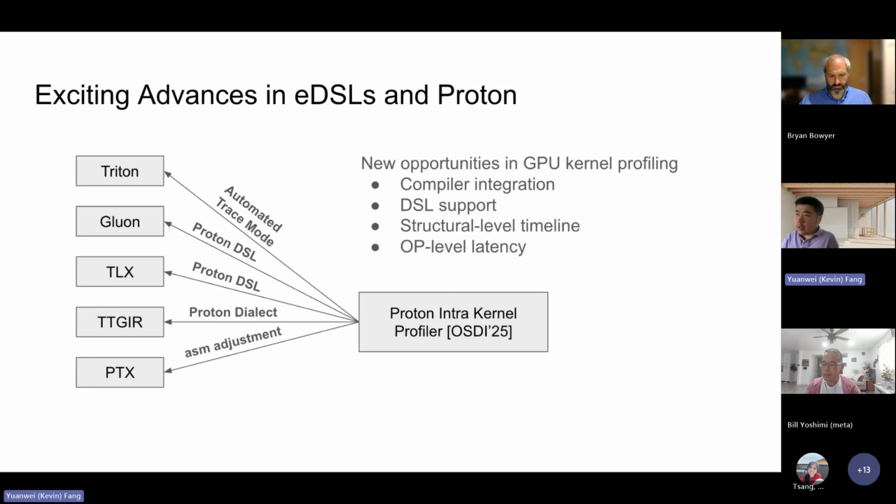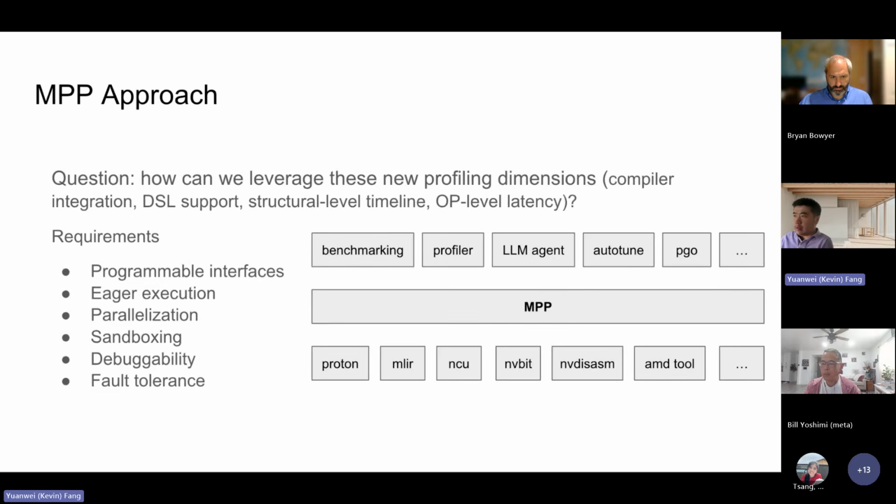But in some sense, some approaches are not very handy. For example, if you operate at the TTGIR level, you need to use the Proton dialect with some override technique to do this. It's not very handy, so we want to make another layer on top of it to give a unified interface and a controller to do this in a coherent way. So the question is how we leverage these new profiling dimensions that I've discussed before.